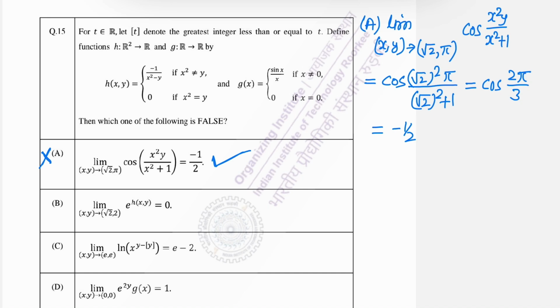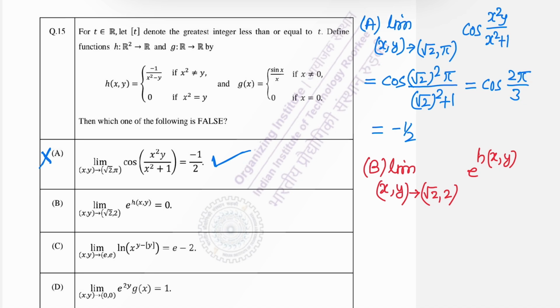Okay, now I go for B, and that I write in red. Okay, here you see limit x comma y tends to root 2 comma 2, and here you see hxy, and this should be checked whether we are getting 0 or not, as given in the option.